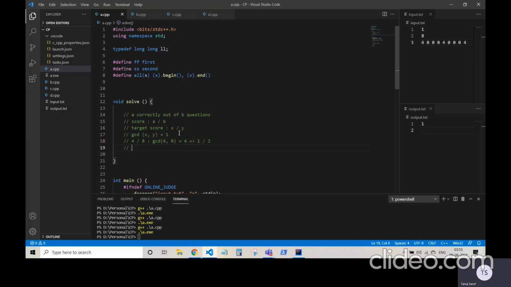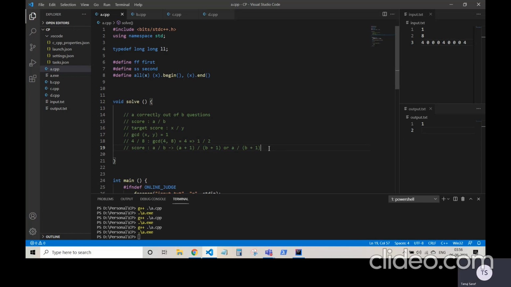To solve this problem, we are saying that we can solve more questions than B, and every next question, either we can solve it correctly or incorrectly, which means that from a current score of A by B, either we can go to A plus 1 divided by B plus 1, right? This means that the next question that we solved after B, we solved it correctly. Or we could go to A by B plus 1. That is, the next question that we solved, we did it incorrectly, right?